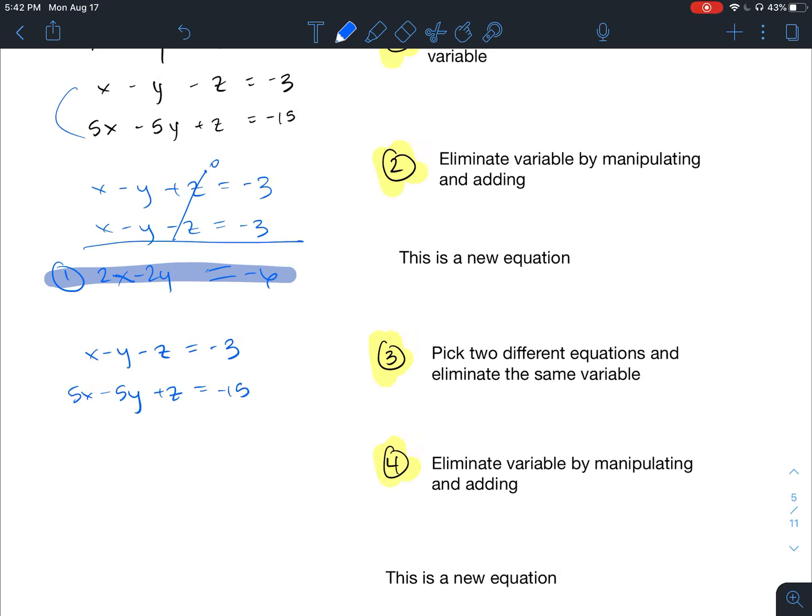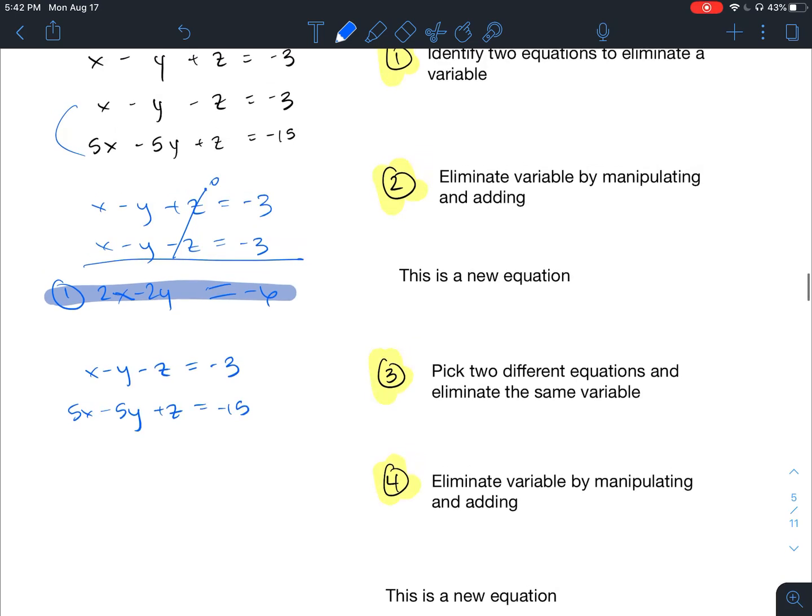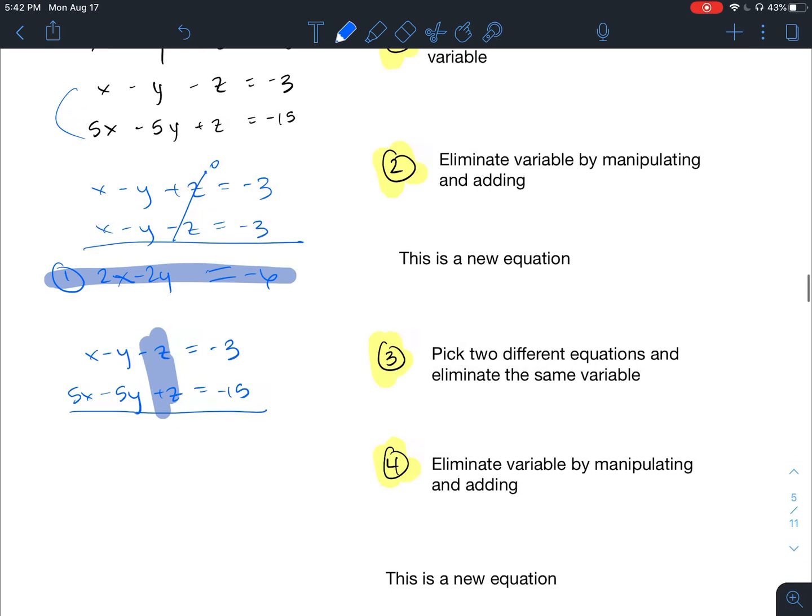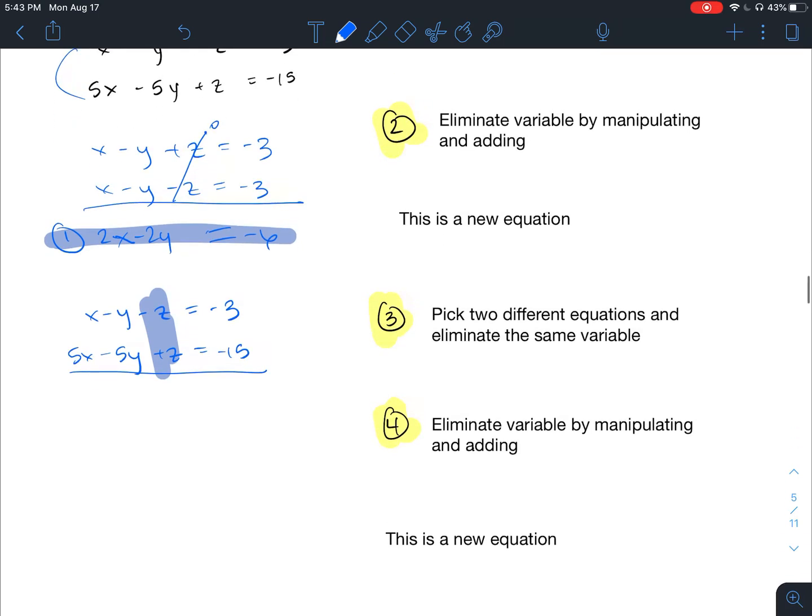All right, we're going to follow the same process. We eliminated z in the two equations before, so we have to eliminate z now. And look again what we have here. We can go straight to adding, we don't have to manipulate, and eliminate our z. So if we add these together, that's 6x minus 6y, and z goes to 0, equal to negative 18. So this is our second equation right here.